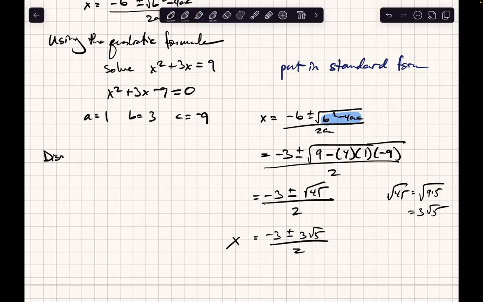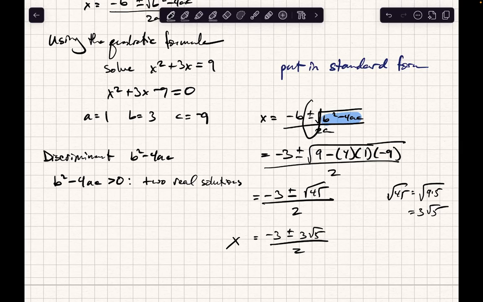If b squared minus 4ac is positive, it has two solutions. Why two solutions? Because then you can add a number and subtract a number. If b squared minus 4ac is positive, you're going to get two answers because you're going to be adding and subtracting this component.